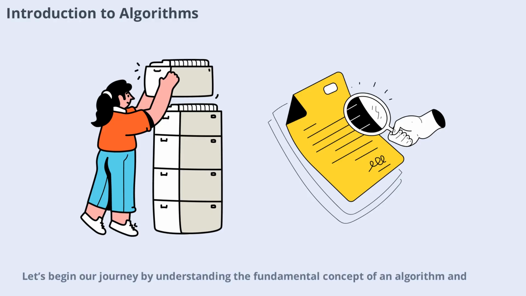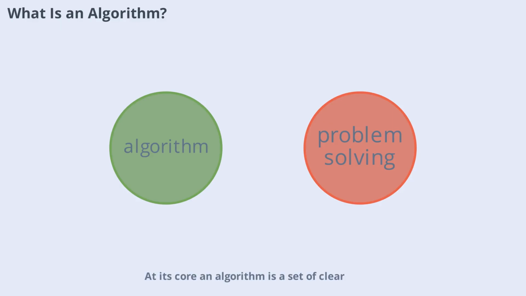Let's begin our journey by understanding the fundamental concept of an algorithm and why it's so essential for making sense of the vast data generated in biology. At its core, an algorithm is a set of clear, logical steps designed to solve a specific problem or perform a task. In biological research, algorithms help scientists process enormous datasets such as genetic sequences or protein interactions efficiently and accurately. Think of an algorithm as a recipe. It tells you exactly what to do at each step to achieve a desired outcome. This structured approach is crucial in biology, where the complexity of living systems can be overwhelming. By using algorithms, researchers can break down big problems into manageable pieces.